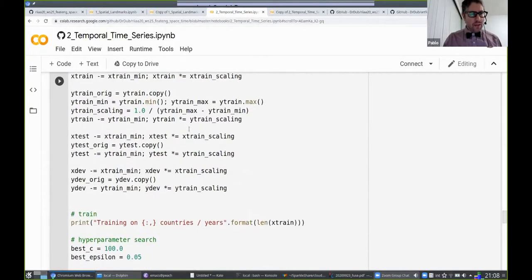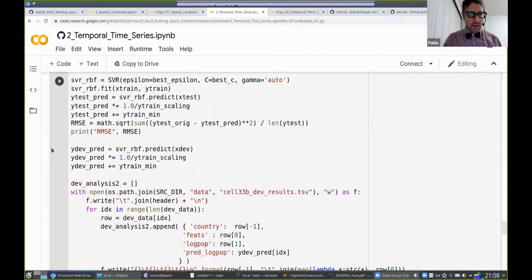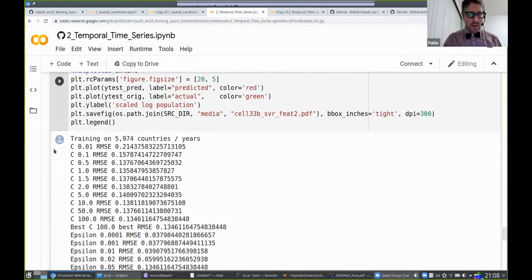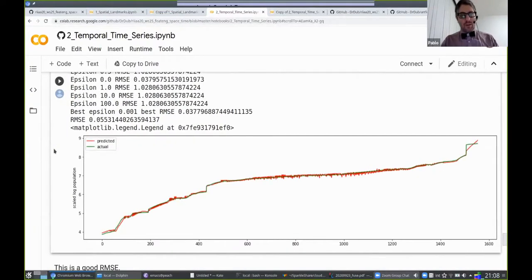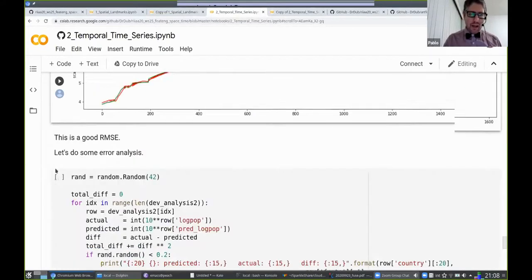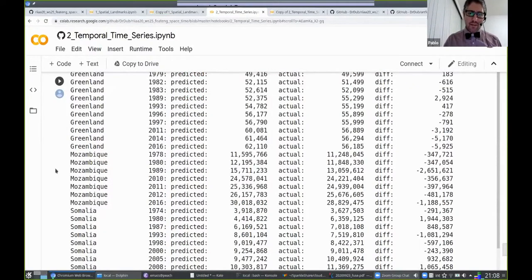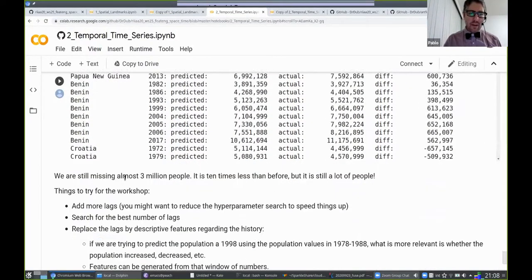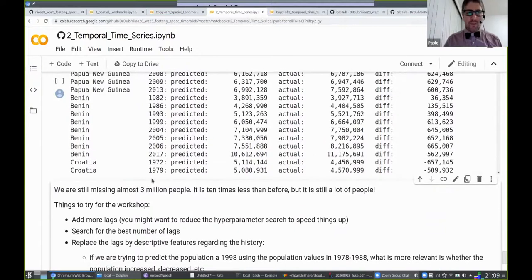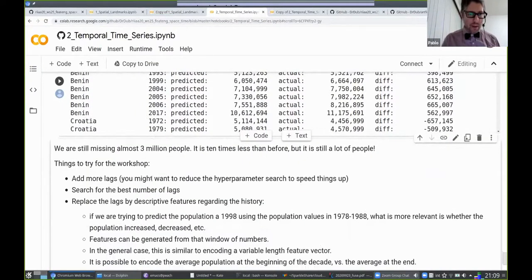And so with that, we get this curve. And this is a very nice curve. Yeah? When we do some analysis here, what we get is that we are still missing 3 million people on this small held out sample. Yeah?